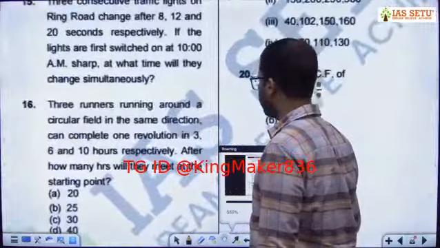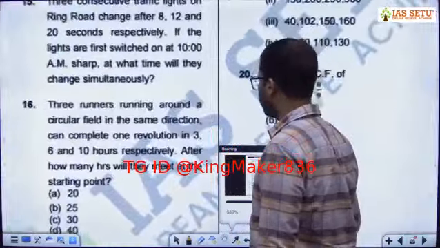So we have 3 lights A, B, C. Light A changes after every 8 seconds, B after 12 seconds, C after 20 seconds. So it will be a multiple, because the first light will change at multiples of 8: 8 seconds, 16 seconds, 24 seconds and so on. The second is 12, 24, 36 and so on, and the third 20, 40, 60. So when all these 3 lights will change simultaneously, we will take the LCM of these 3 numbers.